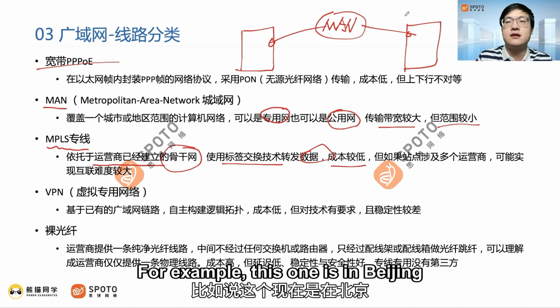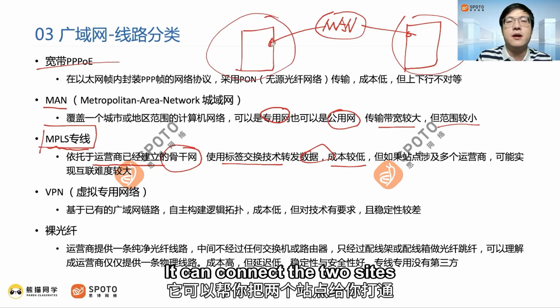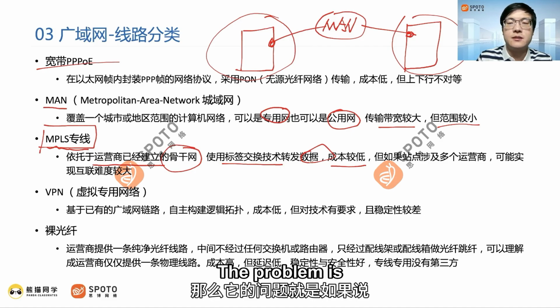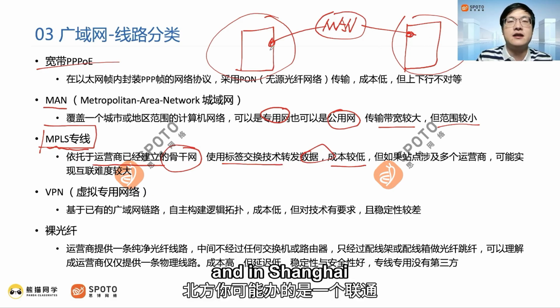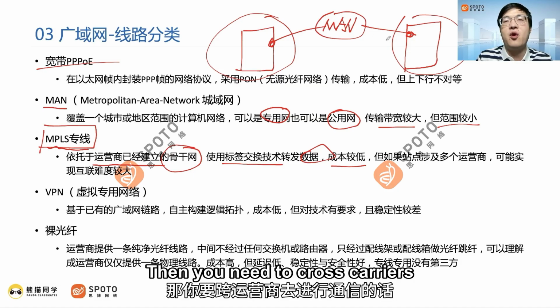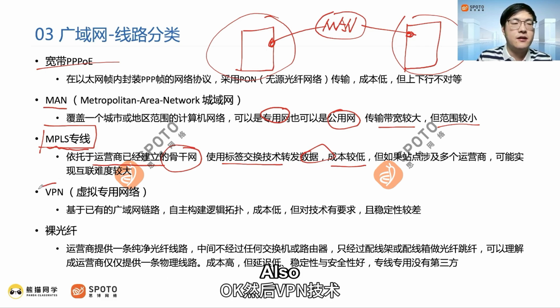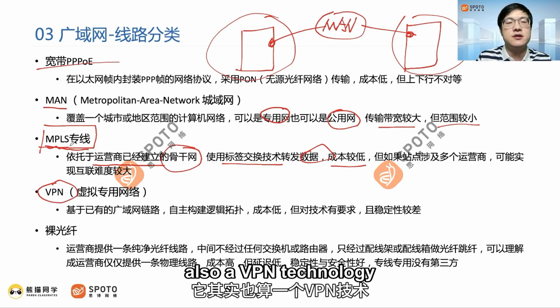For example, this MPLS line, this one is in Beijing, this one is in Shanghai. You can order one MPLS VPN line. It can connect the two sites for you. Logically, they are directly connected. The problem is, if in Beijing, in the north, you might use China Telecom and in Shanghai, you might have China Unicom, then you need to cross carriers to communicate. This might be much harder to implement.